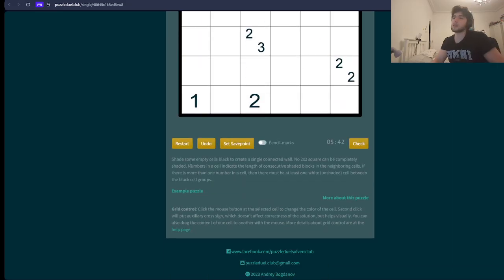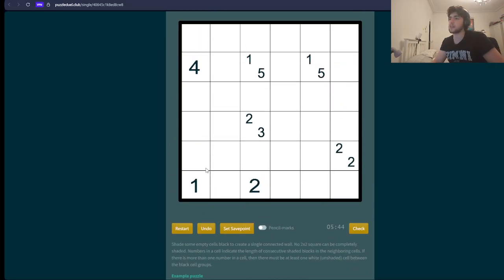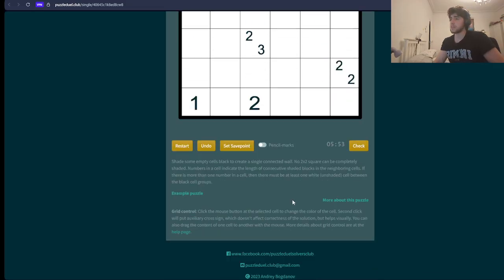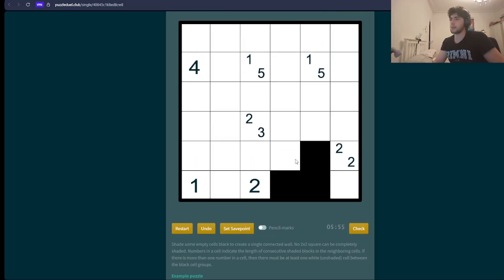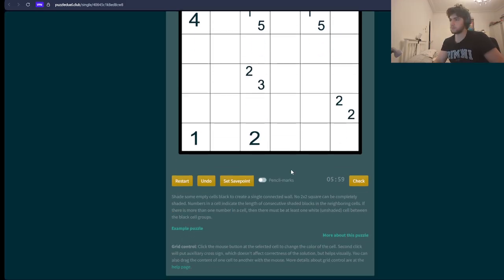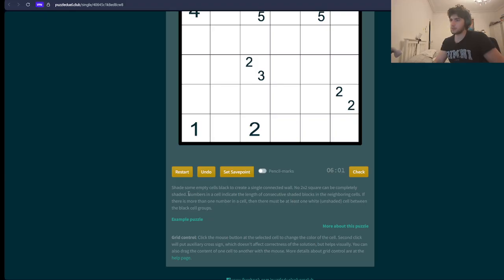But essentially, how this works is every single cell is either shaded in black or not shaded. So you can just use this crosshair to represent not shaded. You're not allowed to have any 2x2 squares completely shaded in black. So this kind of thing is obviously not allowed. That's just forbidden by the rules. And the numbers in the numbered cells indicate the length of consecutive shaded blocks in the neighboring cells.